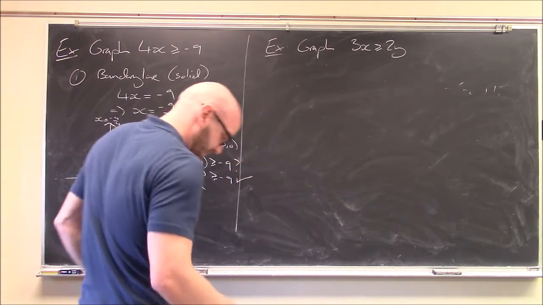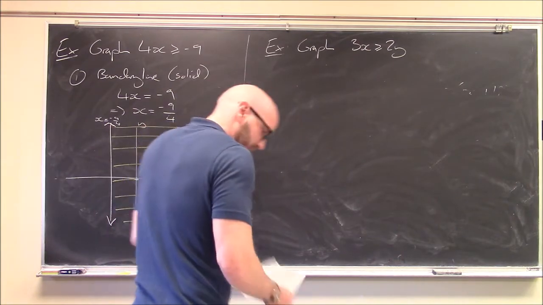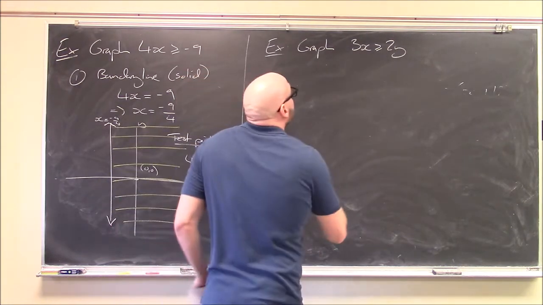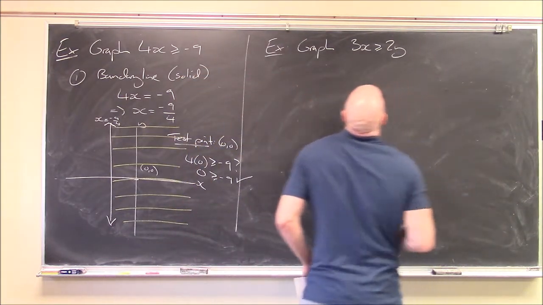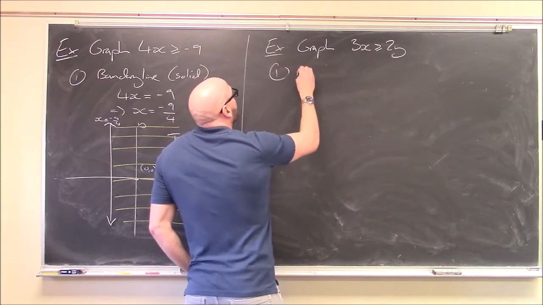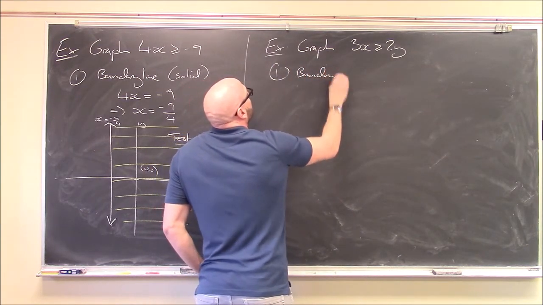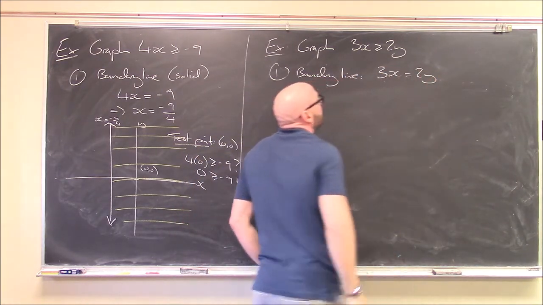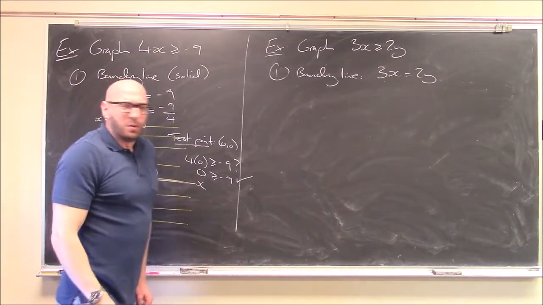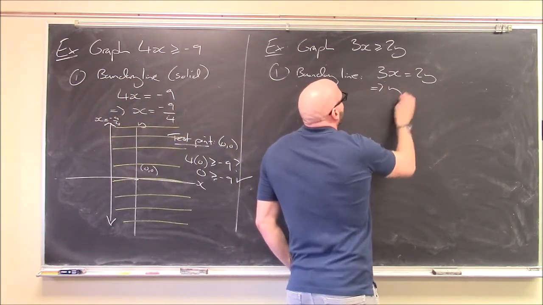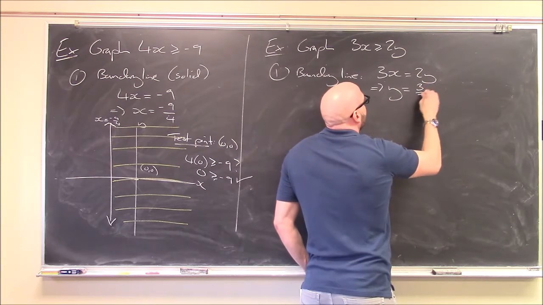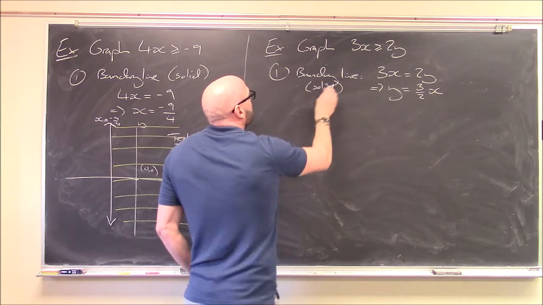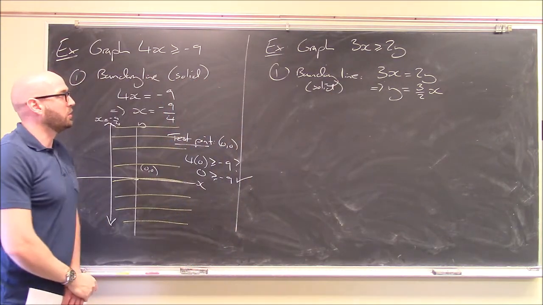But we'll do the second one too. My notes are a little bit out of order here. Yeah, we'll do this other one too. 3x is bigger than or equal to 2y. So step 1, what's our boundary line? Well, that's 3x equals 2y. Let's solve for y. Let's isolate y. This would be y equals 3/2 x. By the way, this boundary line will be solid because we have a greater than or equal to.